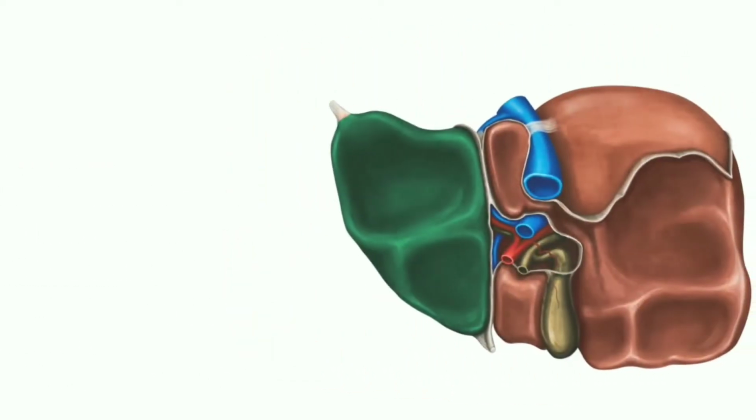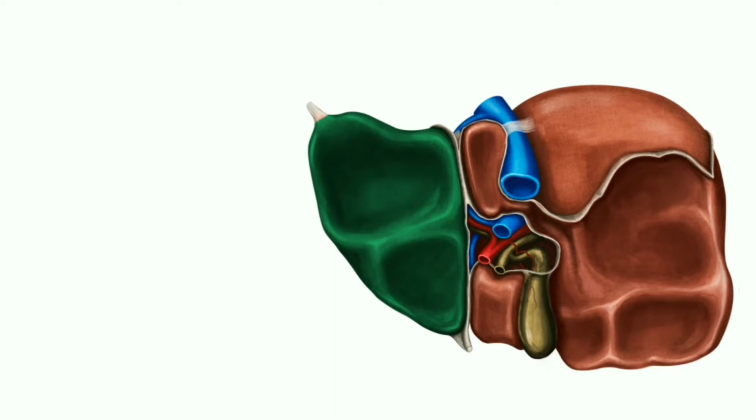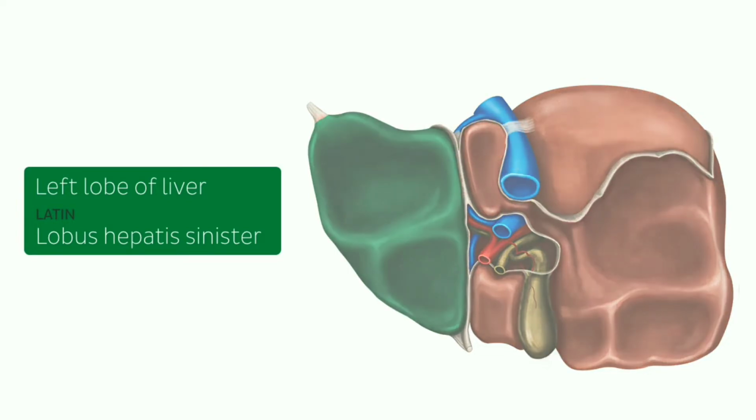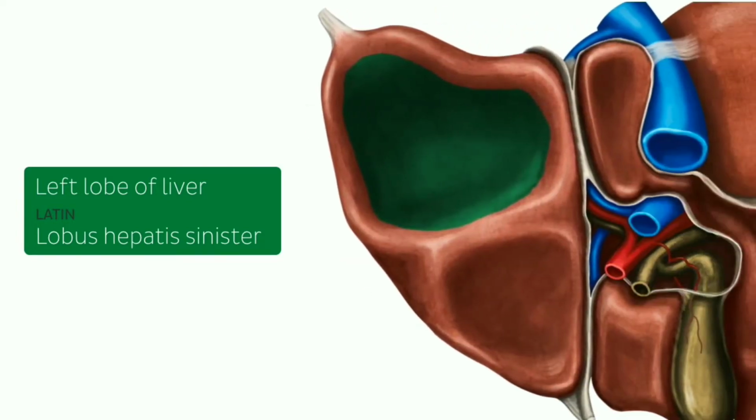So now let's look at the 4 lobes of the liver, and the first lobe that we will discuss is the left lobe of the liver. Seen here highlighted in green, the left lobe of the liver is situated in the left hypochondriac region and the epigastric region. Due to the position of the liver beneath the thoracic diaphragm, the superior surface of the left lobe is slightly convex. On the inferior surface of the left lobe, we can see an indentation or impression, which is formed by the stomach making contact with the visceral surface of the liver. This indentation is known as the gastric impression.